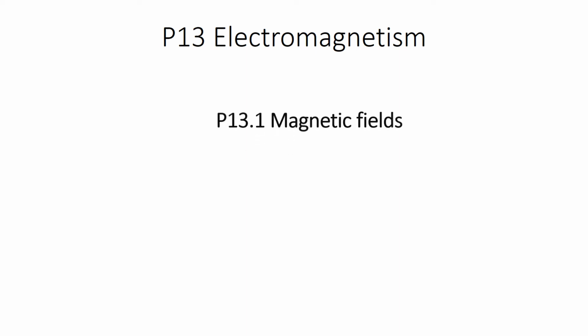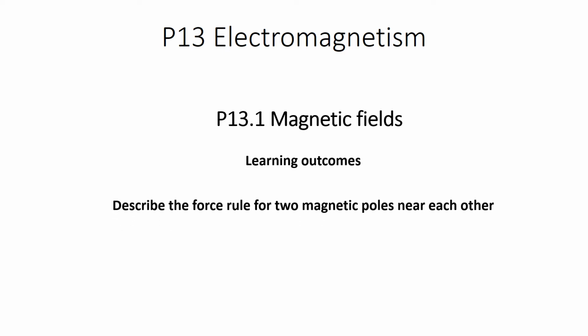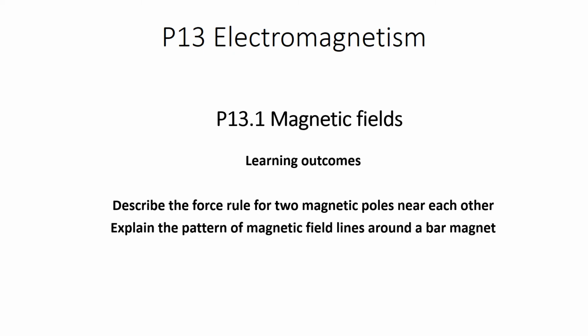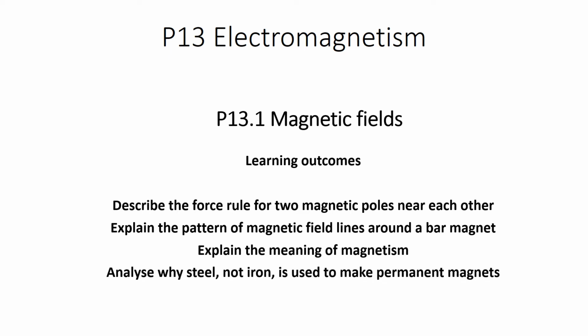So we're going to look at magnetic fields today, and in particular we're going to look at the following outcomes. We're going to describe the force rule for two magnetic poles near each other, explain the pattern of magnetic fields around a bar magnet, and lastly, explain the meaning of magnetism. For those of you who are aiming for a 6 or above, whether it's on triple or trilogy, you do need to know why steel, not iron, is used to make permanent magnets.